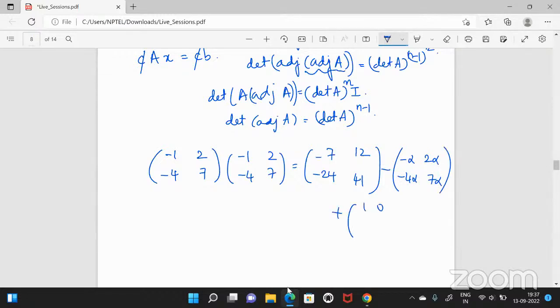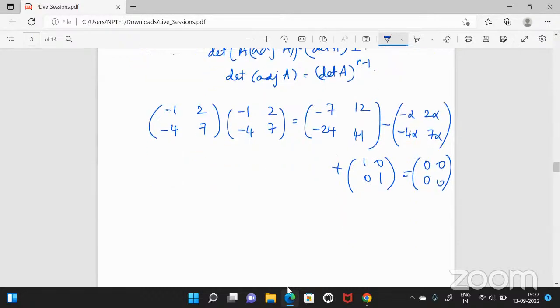Plus identity. This is equal to 0. So pick any one relation, that's enough. Minus 7 plus alpha plus 1 is equal to 0. So alpha is 6, right? Here we have substituted the matrix and solved it.